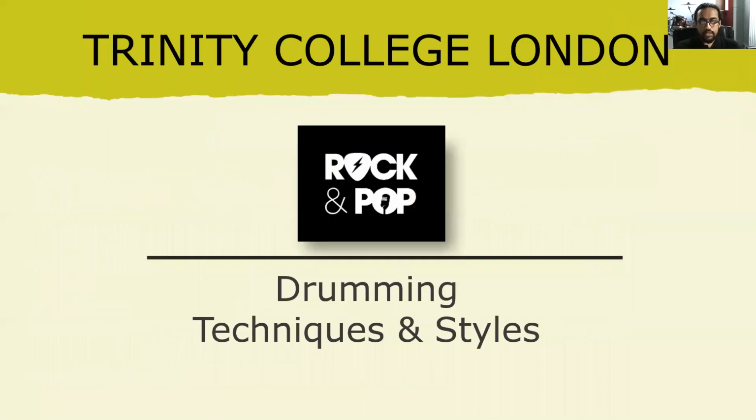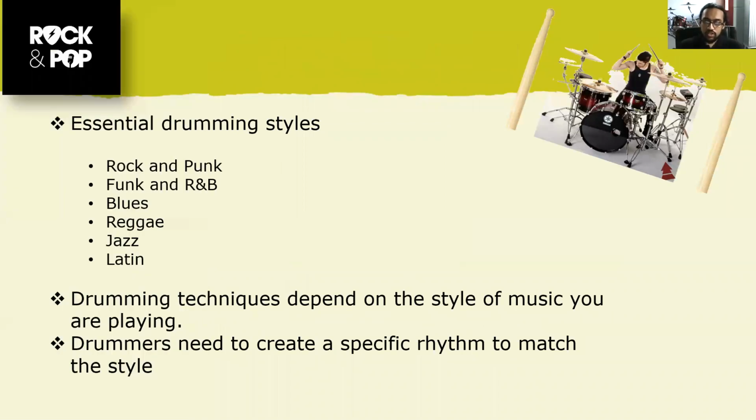Now let's look at some drumming techniques and styles. The essential drumming styles, as you can see on the screen, are rock and punk, funk and R&B, blues, reggae, jazz, Latin. In contemporary music, there are many more, but the basic styles are these.